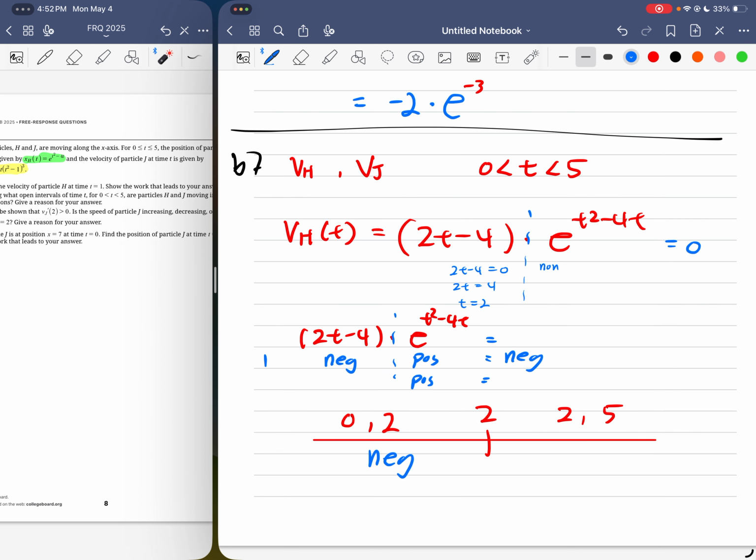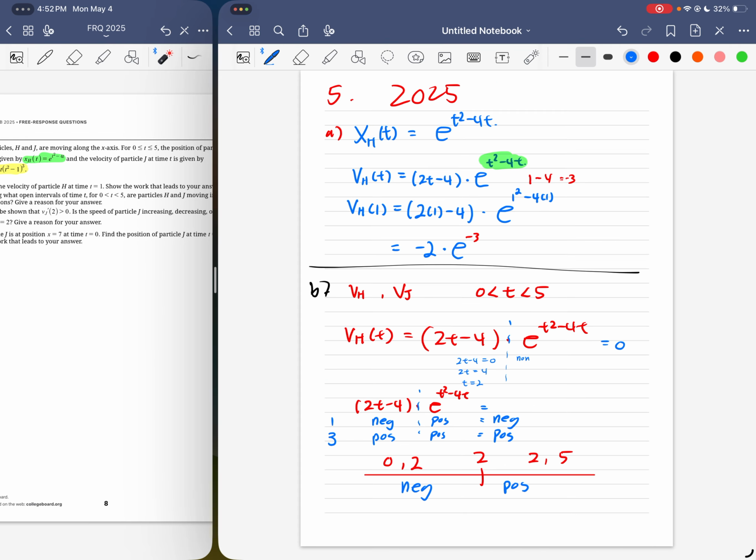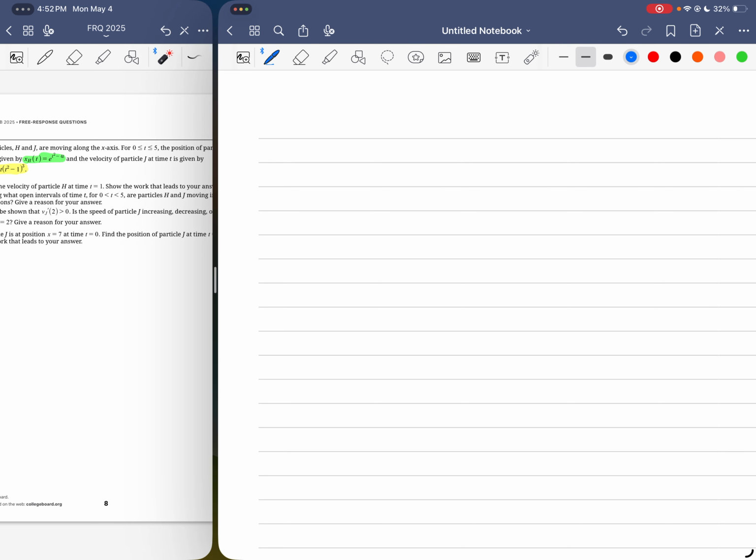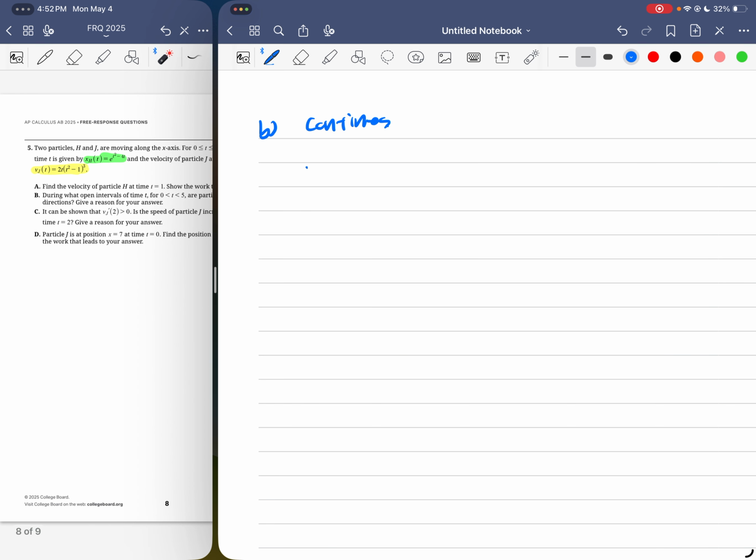Let's choose any number between 2 and 5. So let me choose maybe 3. If I put in 3, 2 times 3 is 6, minus 4 is going to be positive. Again, the exponential is going to be positive no matter what. So positive times positive is positive. All right, so we got the direction for the v of h. Now, to be continued. Let's see the velocity of j.